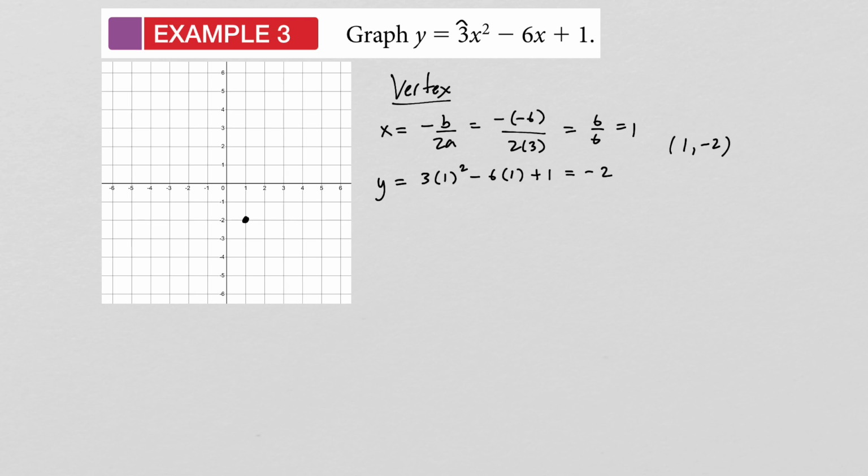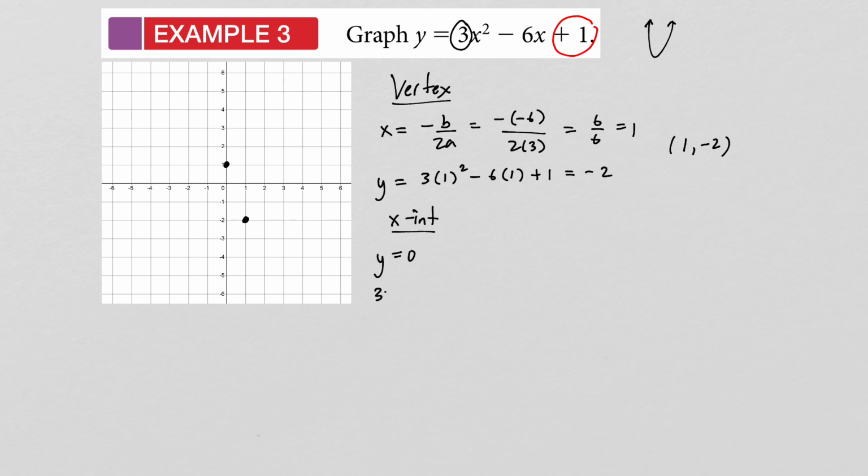Now we do know that a is positive, so this parabola is going to open up. So we know that it goes something like this. We also know that this number is the y-intercept. So y equals 1 here on the y-axis is the y-intercept. So now how about those x-intercepts? So to get those, we have to let y equal 0.